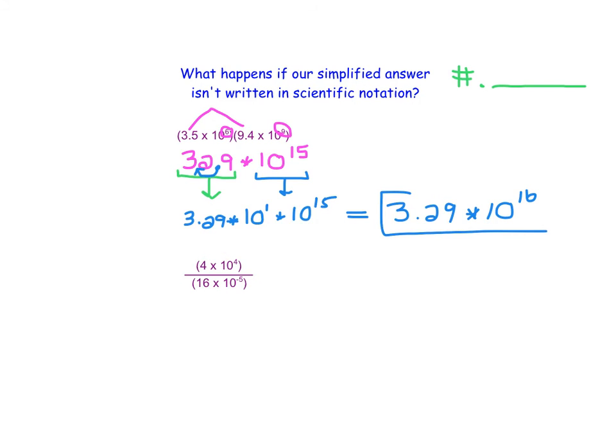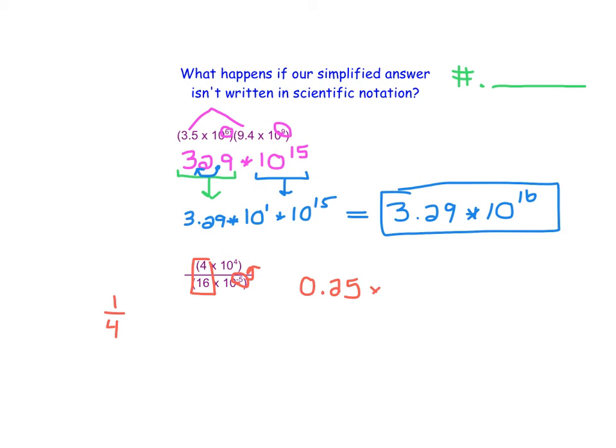So as you work through these types of problems, just make sure that your answer is written in perfect scientific notation, and if not, you'll need to use your knowledge to rewrite it. Now if we look down at the bottom one, we start by dividing out the 4 and the 16, and we know that that simplifies down to 1/4, which becomes 0.25.